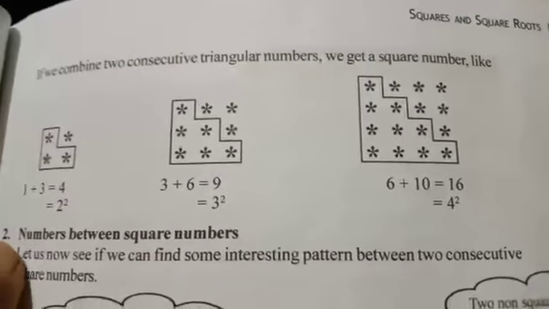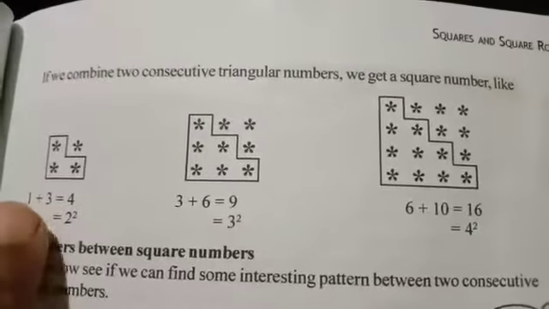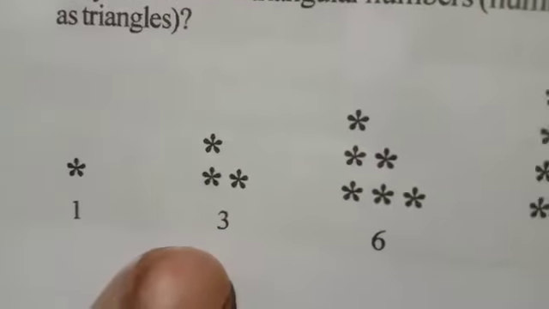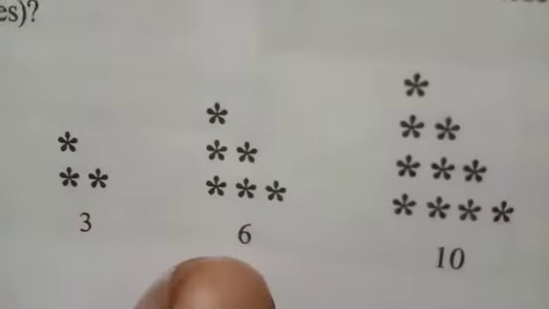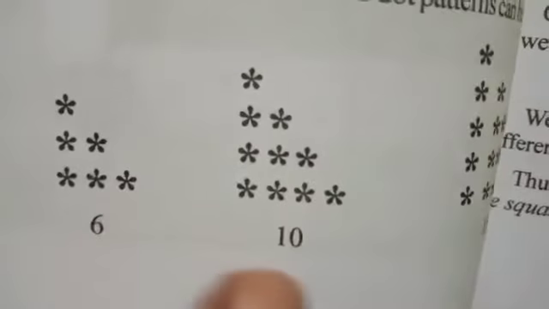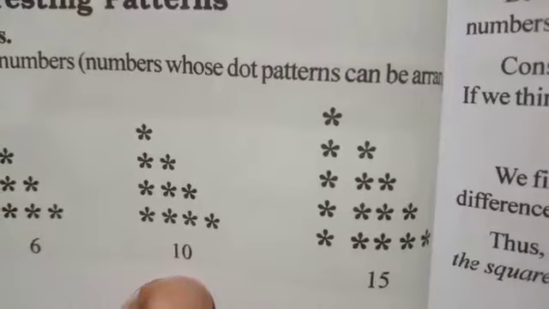Now two consecutive triangular numbers when we add, we'll get a square number. That is first one 1 plus 3. When we add, we'll get 4. 4 is 2 square. Again 3 plus 6 when we add, 9 will get. 9 is 3 square. 6 plus 10 we add, we'll get 16. 16 is 4 square. 4 4s are 16. Again 10 and 15 we add. 10 and 15 means 25 we get. 25 is 5 square we'll get. That's what they showed here.